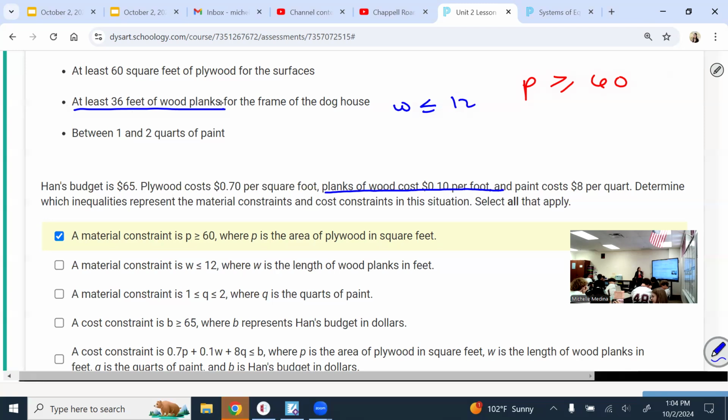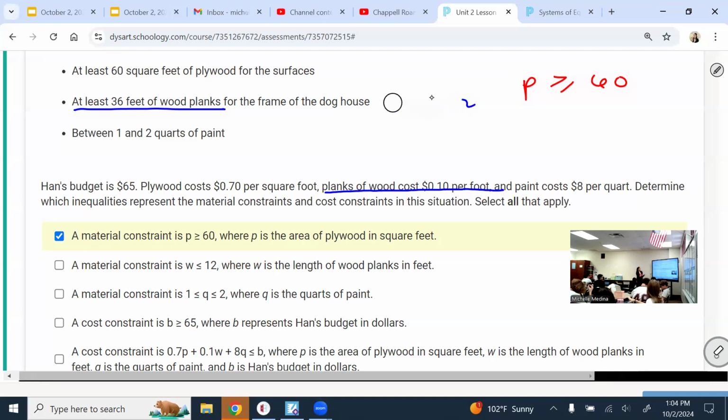No, it's not using the same number. It's not like they're going from yards to feet or something. They're both feet. W is feet in both situations. So I wouldn't pick that one. I would pick actually W greater than or equal to 36. That wouldn't be this.